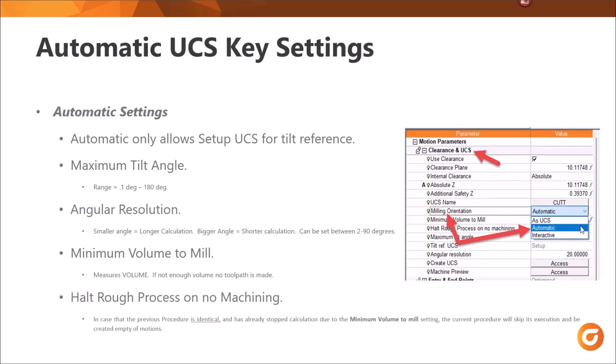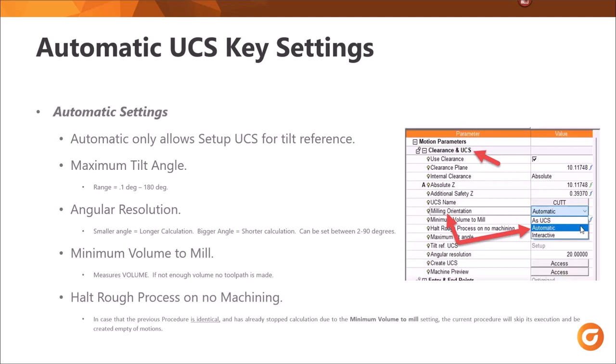Angular resolution. Think about this like tilting away from the Z and going around radially around the axis, incrementing its way down to the horizontal plane. The smaller the angle equals longer calculations. The bigger the angle equals shorter calculations. This can be set between 2 and 90 degrees. And when we talk about calculation, we're talking about the time it takes to calculate the automatic UCS it's going to use, not the actual procedure execution.